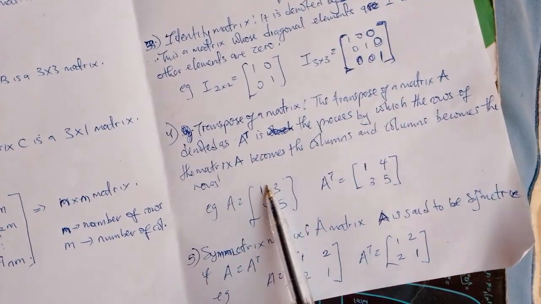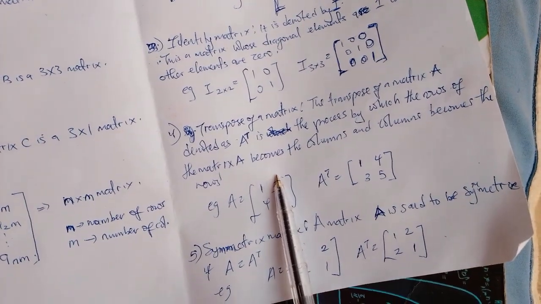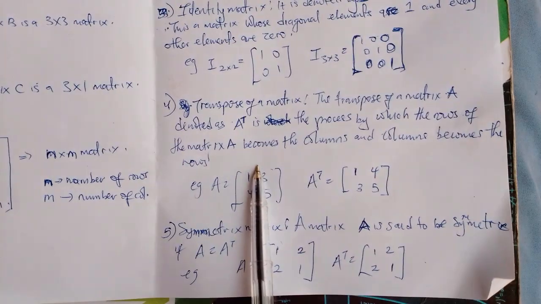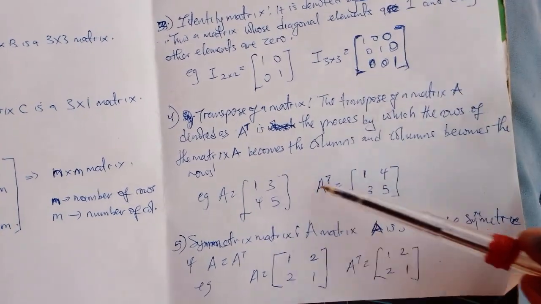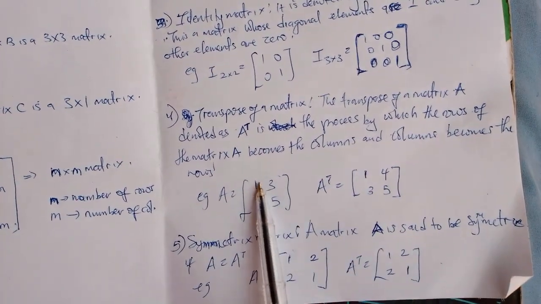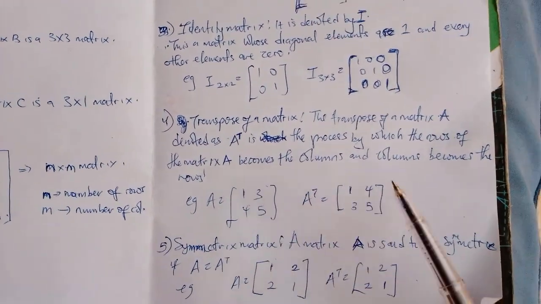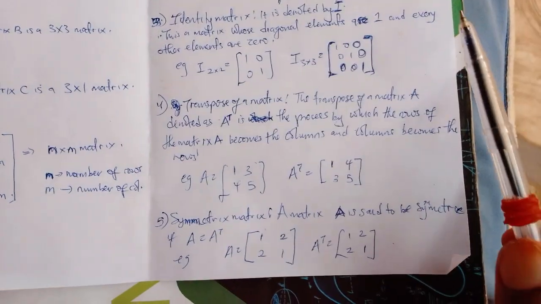This second one too, I'll change it to row, like this. So that means that you look at 1 and 4. So 1 and 4 comes this way, becomes 1 and 4. Can you see now? And the other one to come this way becomes 3 and 5. So it becomes A transpose. Is it clear now? All right.